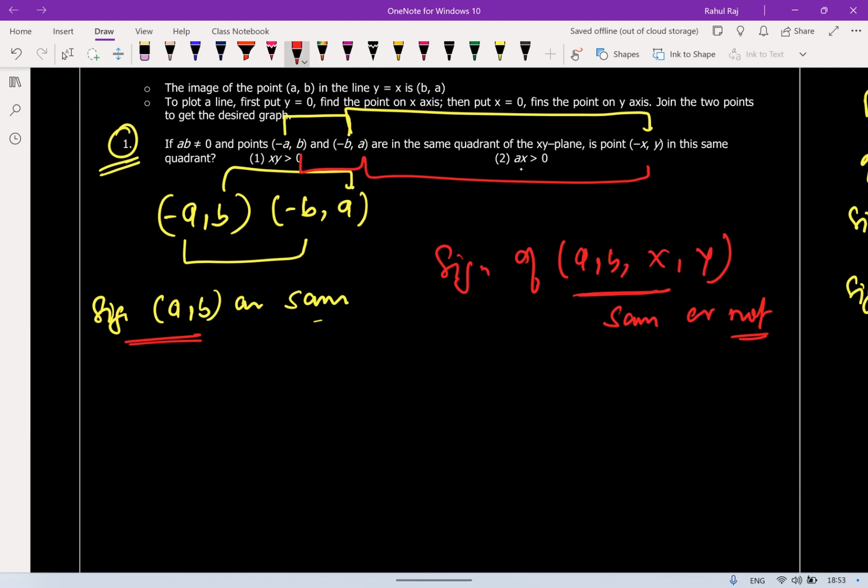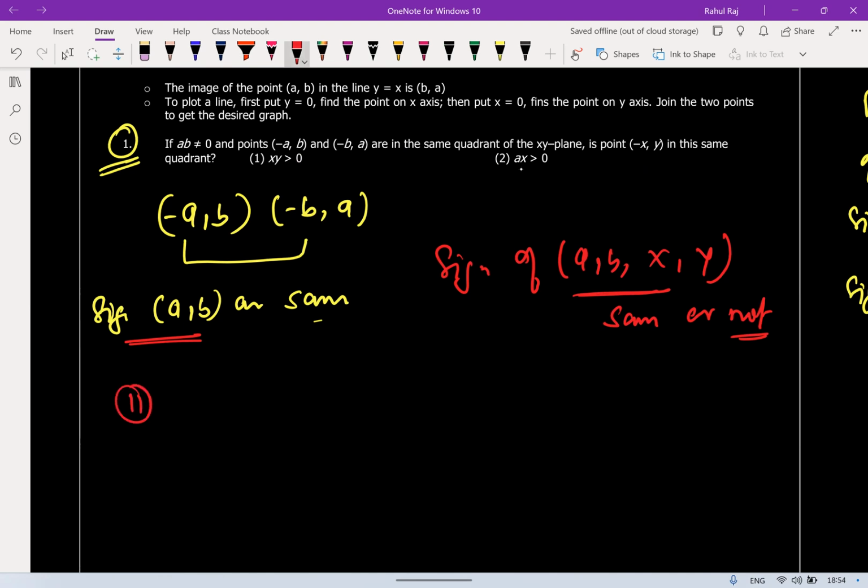So my job is to understand that they are trying to ask us whether the sign of minus A, minus B and minus X and the sign of B and Y are the same. I know that the sign of A and B are the same. So it's very evident that we can conclude whether the sign of A, B, X, Y is the same or not. Option number 1 says XY greater than 0. So XY greater than 0 just says the sign of X and Y are the same.